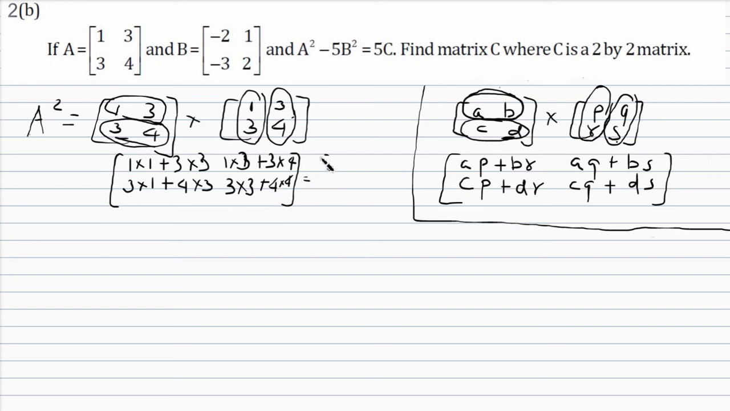Now the resultant matrix will be 1 into 1 plus 3 into 3. 1 into 1 is 1, 3 into 3 is 9. So that will be 10. Now 3 into 1 is 3, 4 into 3 is 12. 12 plus 3 is 15, and here is 3 plus 12. That is again 15. Now 3 into 3 is 9, 9 plus 16, that is 25.